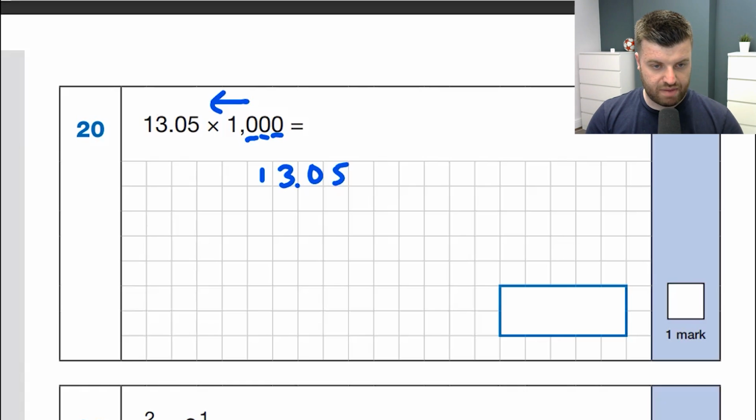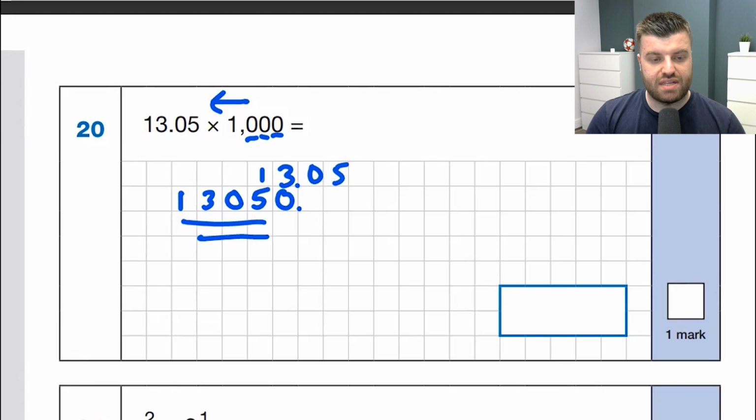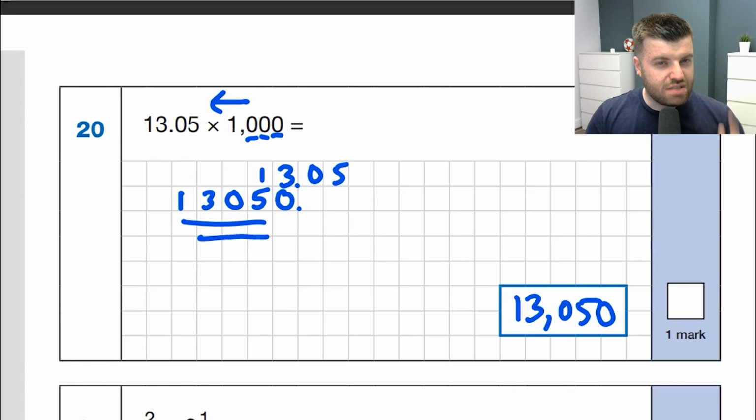Let's move this 1 up 3 places. 1, 2, 3. Move the 3 up. 1, 2, 3. Move the 0 up. 1, 2, 3. 0 often gets left behind. We still need to make sure we move that up. And let's move this 5 up. 1, 2, 3. The decimal's here though. So the answer is not 1,305 because the ones column needs a placeholder. The answer is 13,050.